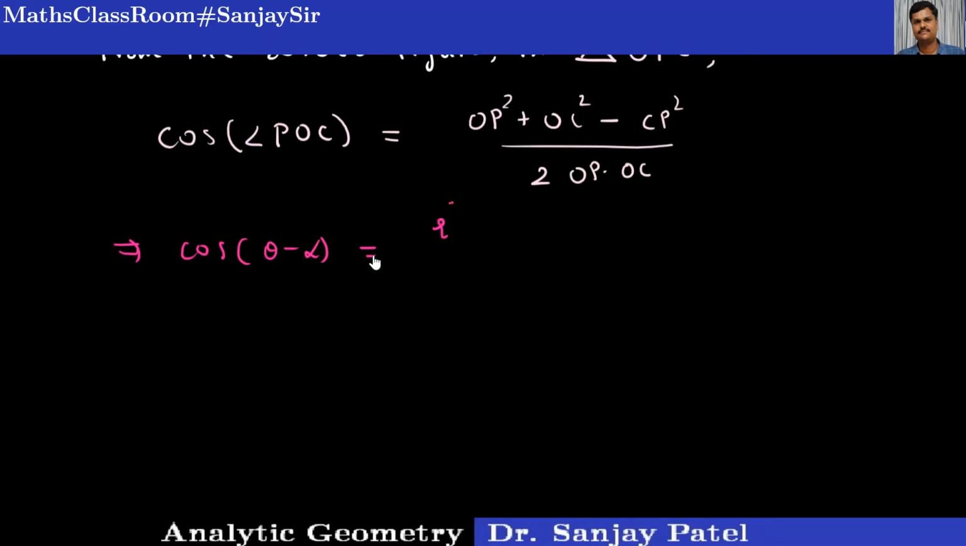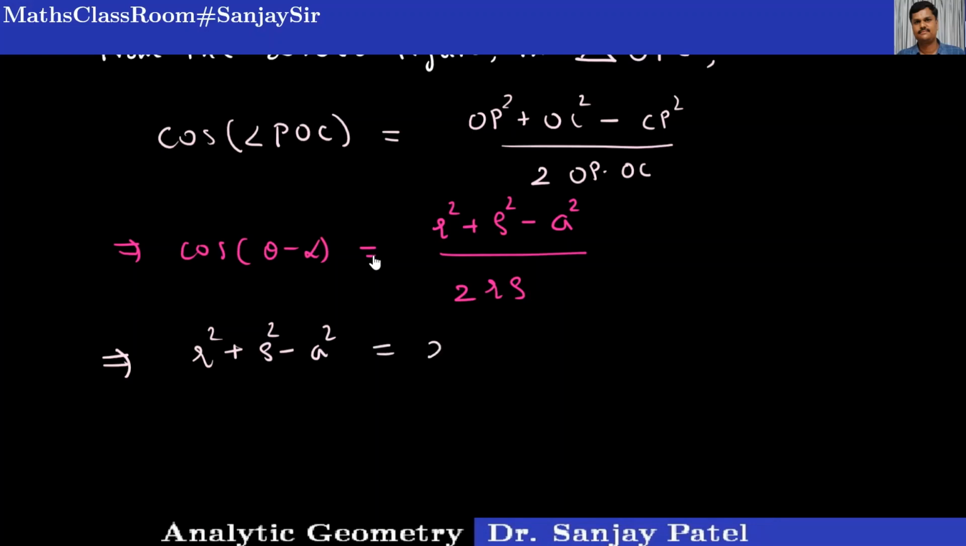So this is R square plus rho square minus a square, Cp is equal to radius, upon 2 times r into rho. That's all. So just simplifying this, taking the cross multiplication, what we get is the required equation. So I can write this as r square plus rho square minus a square is equal to 2r into rho into cos of theta minus alpha.